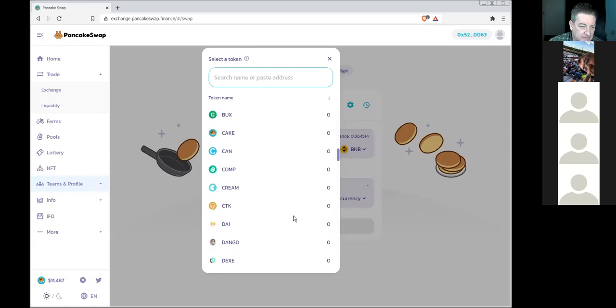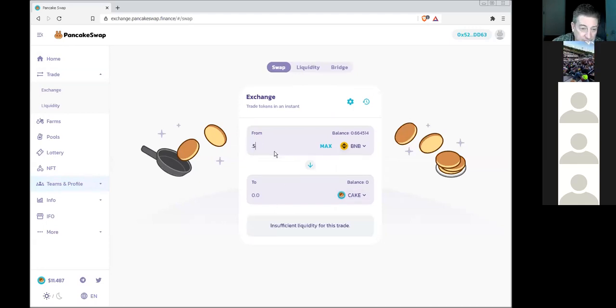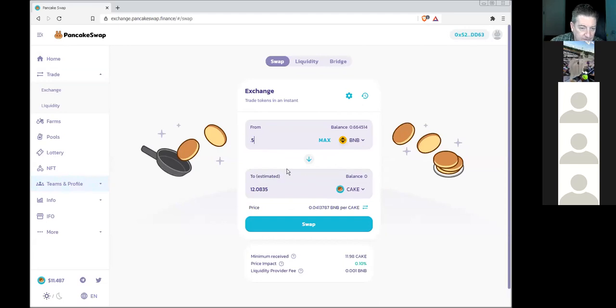Let's say Cake, because Cake is the token for PancakeSwap. And then you say, how much do you want to trade? I'd say, okay, let me trade 0.5. And it shows you how many Cake you're going to get, the price down here, the liquidity provider fee, and this kind of thing. I'm not going to do this exchange quite yet, because I'm going to show you the process once we decide which farm we want to do here.